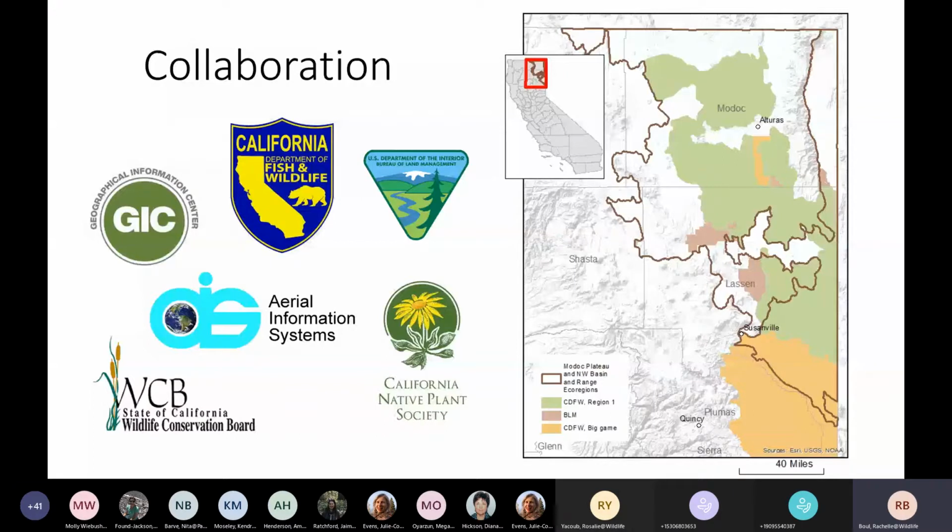And then also the CDFW Wildlife Conservation Board also provided funding for this project under a grant. So phase 1 and 2 in green was sampled by field crews from the Geographic Information Center, or GIC, out of Cal State University Chico. VegCamp staff also did some sampling. GIC is also doing the mapping and the accuracy assessment.